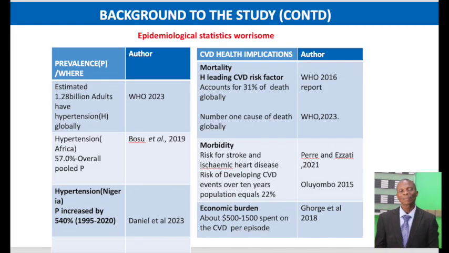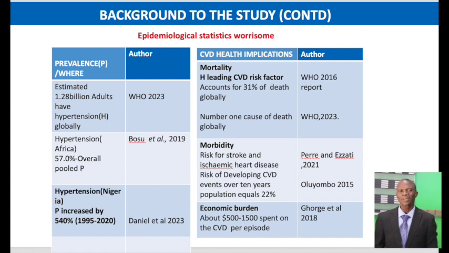The current challenge globally is that, in spite of all the investment to reduce cardiovascular diseases, the risk factors, going by prevalence studies, are still on the increase. I want to cite a few examples. Presently, WHO said that an estimated 1.28 billion adults globally have hypertension. And in Africa, a study by Bosu et al. reported that the prevalence of hypertension in Africa is 57.28%. In Ibadan, in Nigeria, there are other prevalence statistics documented in literature, and the figures are equally high.